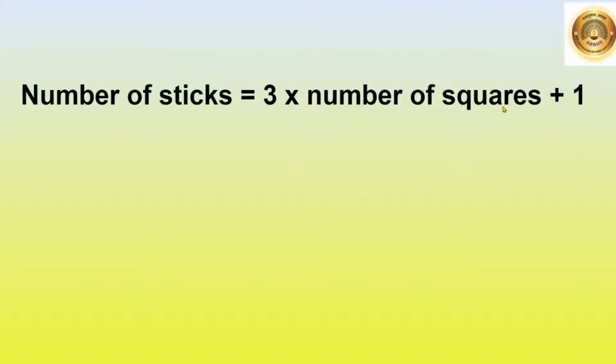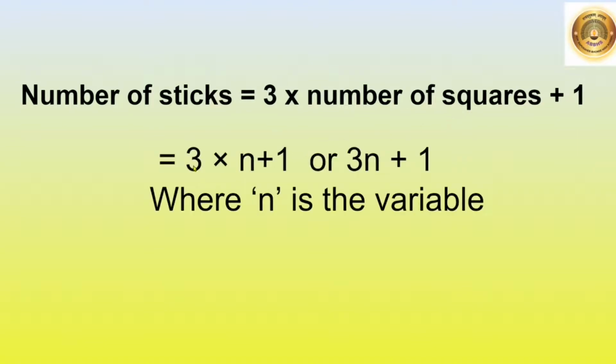Now you have studied that you can use alphabets in place of things that vary or change, which you call as variables. So let us use a letter in place of the number of squares to form a general form of this expression. We can write it as 3 multiplied by n plus 1, or 3n plus 1, where n is the variable, which means that the value of n is changing.